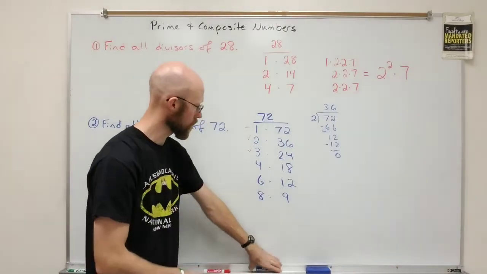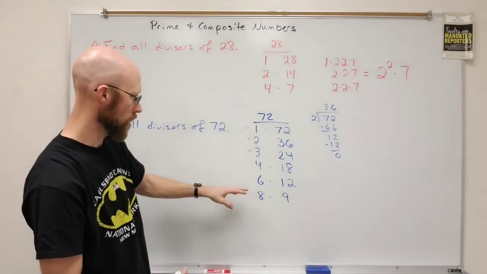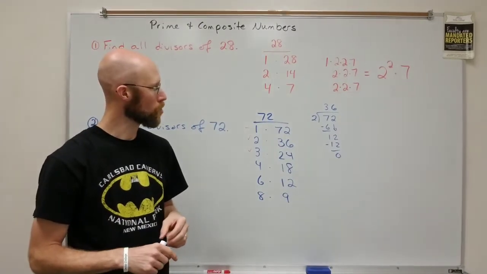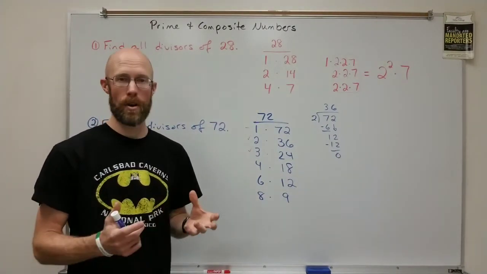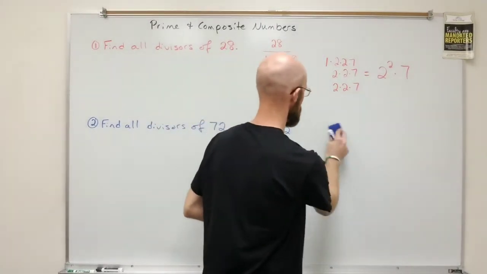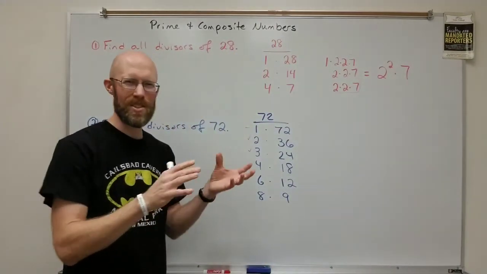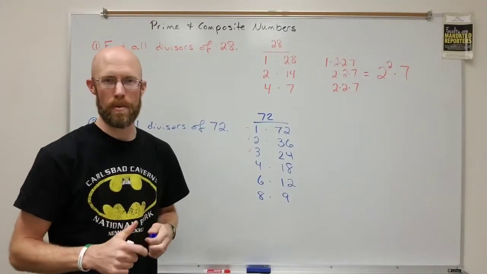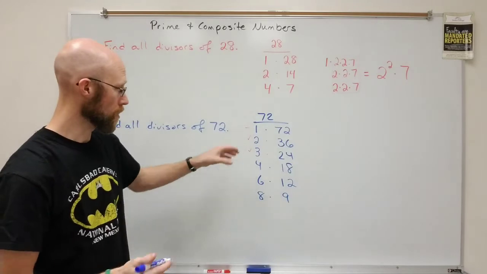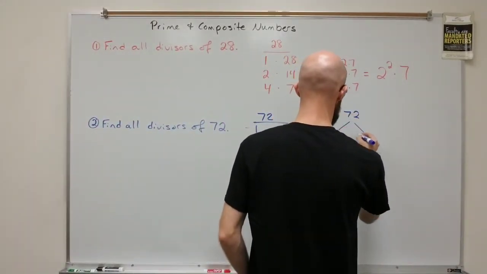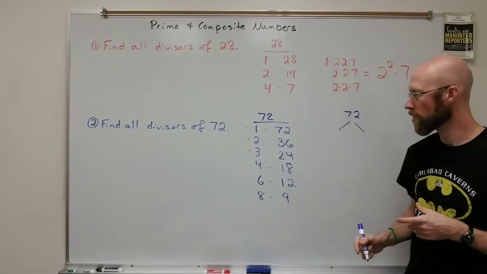So if you think about it, if you break this down, and it gets kind of long to write it out, but there's a kind of a cool diagram that we often use called a tree diagram to help us to easier break these numbers down. I'll show you the tree diagram here on the 72. You start with 72 and you choose any combination you want of factors.